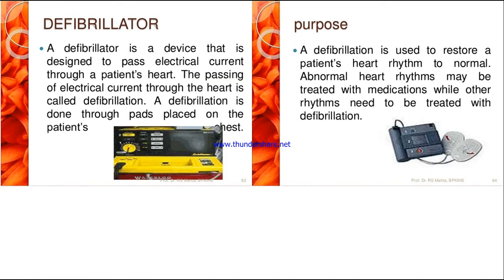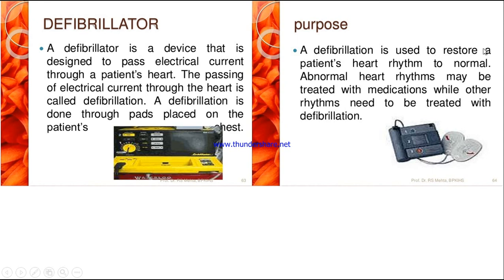Next is the defibrillator. It is a device that is designed to pass electrical current through the patient's heart. The passing of electric current through the heart is called defibrillation. When we put it on the patient, it passes the electrical current to the patient's heart. Defibrillation is done through pads. We will first place pads on the patient's chest, as you can see here. These are called pads. After placing the pads on the patient, we will start with the defibrillation.